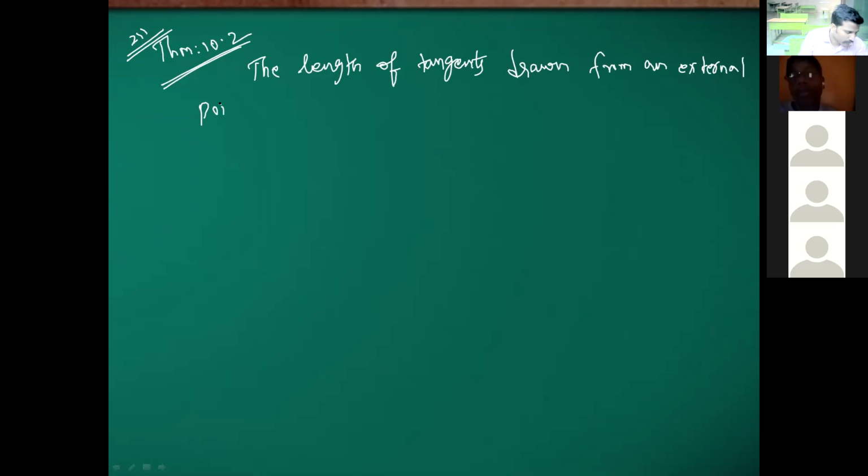See the length of tangents. The length of tangents drawn from an external point to a circle are equal. This is the thing I said. That is the statement they have given. They never give it as a 'to prove' question; they will simply give this line only. The length of tangents drawn from an external point to a circle are equal.